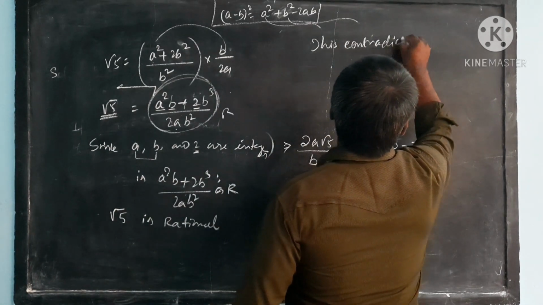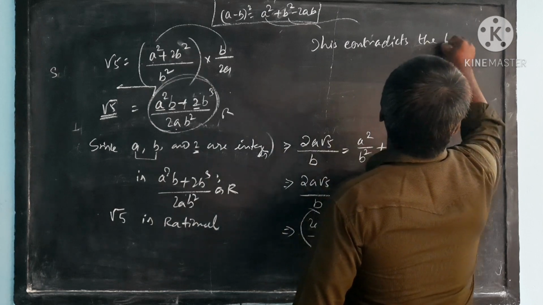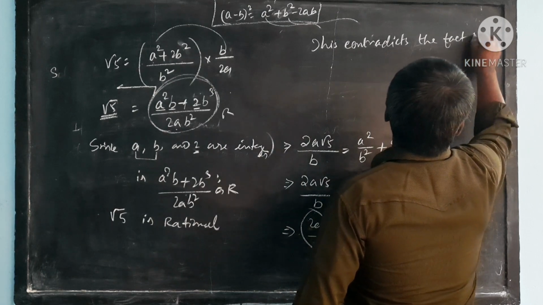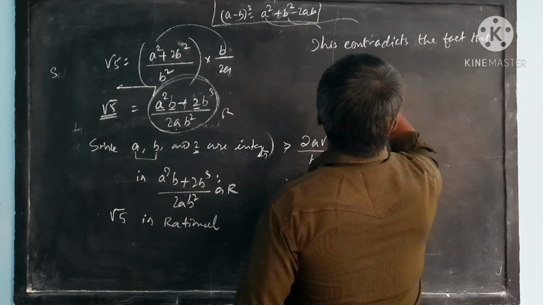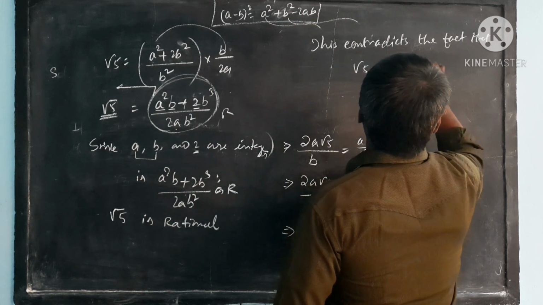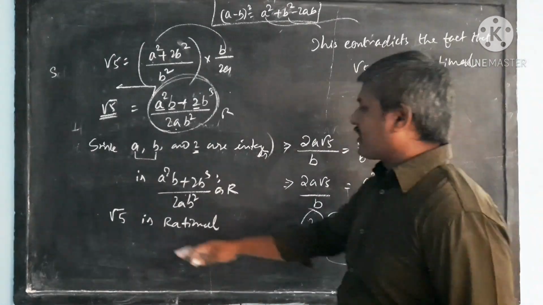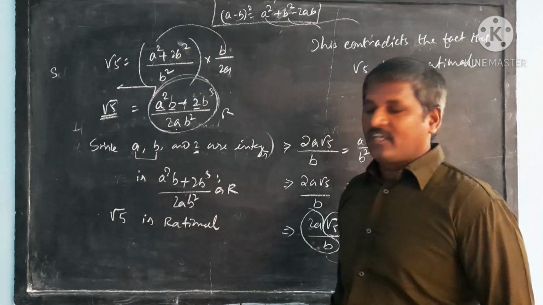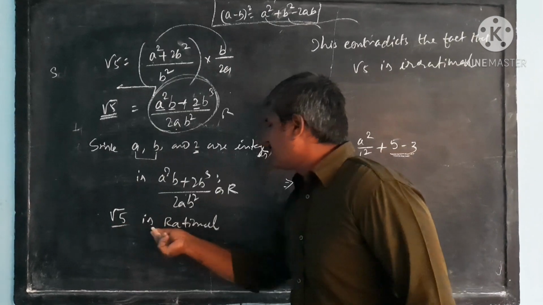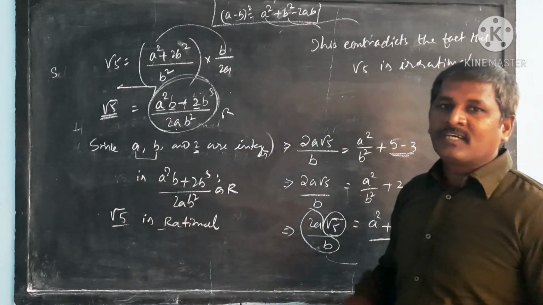So you have to write here, this contradicts the fact that root 5 is irrational. So this contradicts the fact that root 5 is irrational. But here you got that root 5 is rational. But we know that root 5 is irrational.